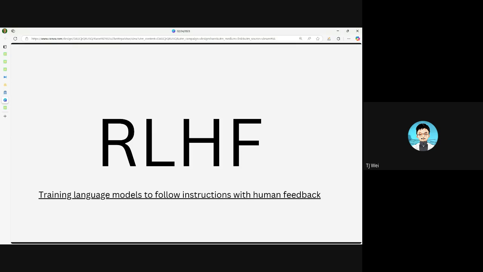So one way to think about it is that instead of training a model with real human feedback, we train a model to mimic human feedback to give a reward. So that might be a way. This is exactly the RLHF approach.